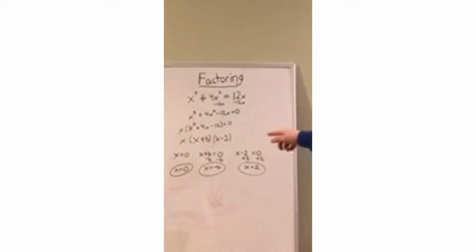Then you have x plus 6, and to get it equal to 0, you have to subtract 6 from both sides. So now the answer is x equals negative 6. And you can plug that back into the equation and it will equal 0. Now you have x minus 2 equals 0, so you'll obviously have to add 2 to both sides and you'll get x equals 2, which again, you can plug back into the equation and it will equal 0. So that is how to solve x cubed plus 4x squared equals 12x through factoring.